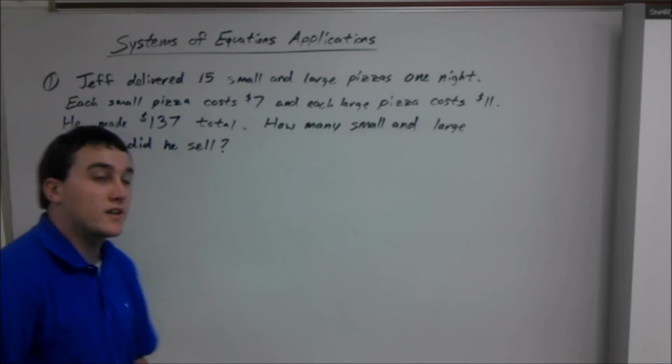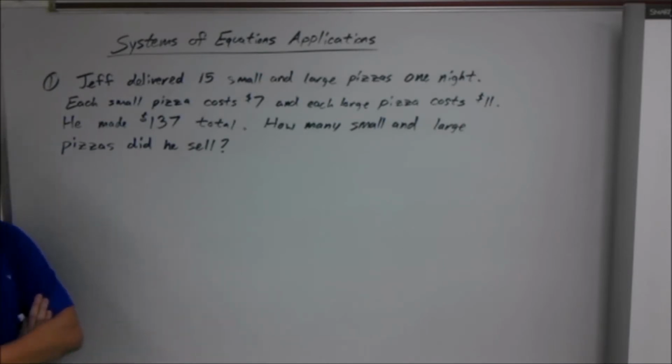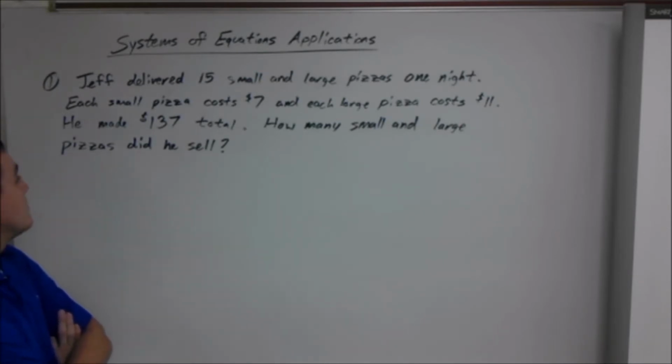Okay, today I'll be talking about the applications of systems of equations. First thing I'm going to look at is a simple word problem. Jeff delivers 15 small and large pizzas one night. Each small pizza costs $7 and each large pizza costs $11. He made a total of $137. How many small and large pizzas did Jeff sell?